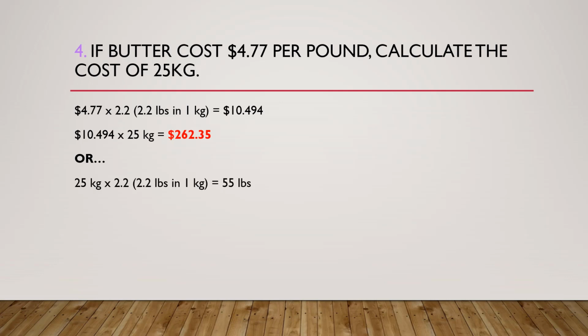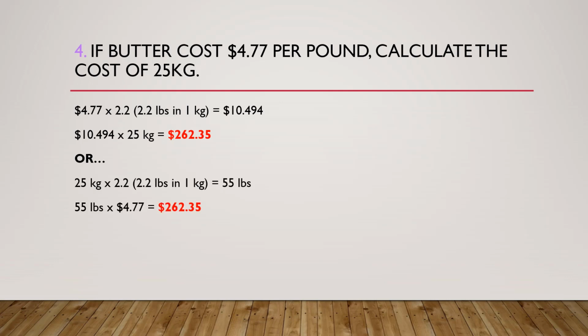Of course, there's another way of doing it. I'm going to take the amount of kilograms that I'm looking for, and I'm going to convert that into the amount of pounds 25 kilograms equals. And since that relationship is there are 2.2 pounds per kilogram, I'm going to multiply the 25 kilograms by 2.2 and find that I want the cost of 55 pounds.